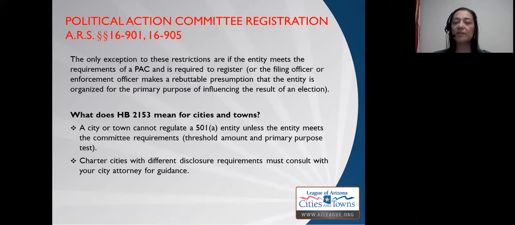So for most of the general law cities, this really is not going to make a difference. It pretty much is re-emphasizing what the law already said. But if you are a charter city, specifically Tempe, because you just passed some disclosure requirements, also Phoenix is considering some disclosure requirements as well, you're going to want to talk with your city attorney for guidance to see how this new law is going to impact your city charter.